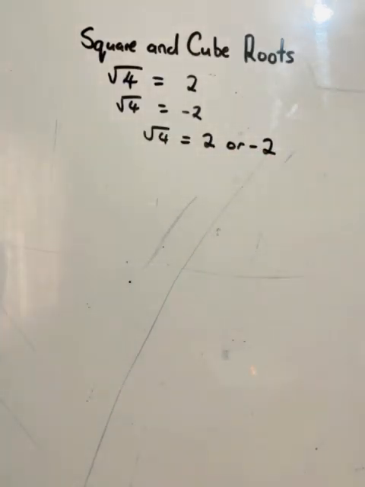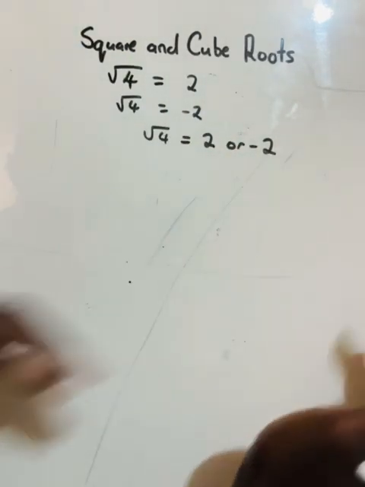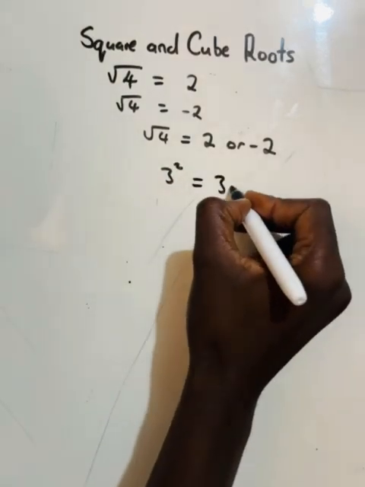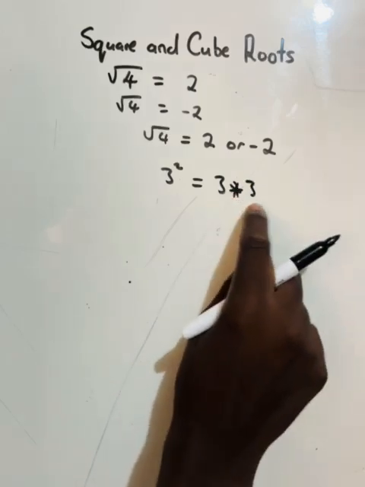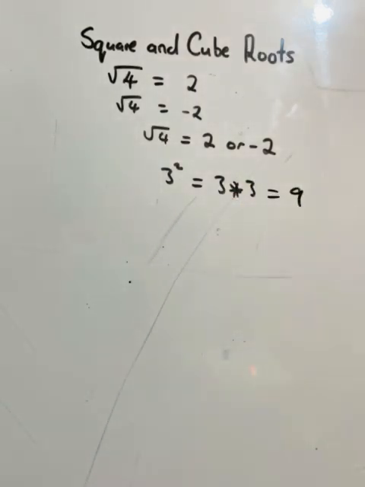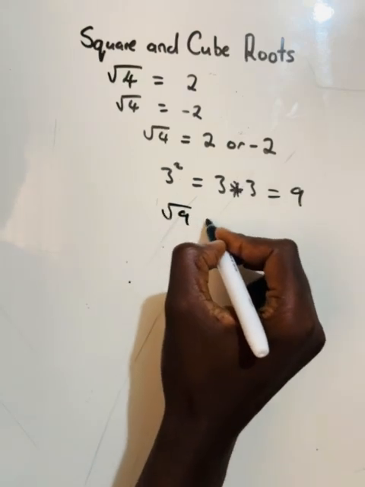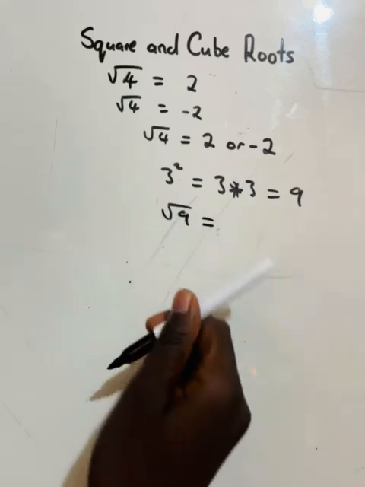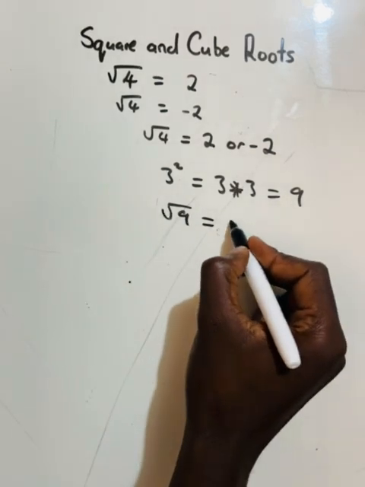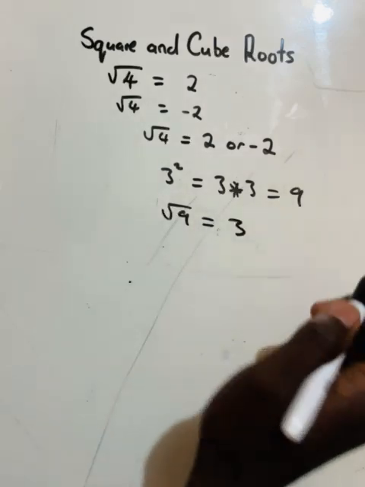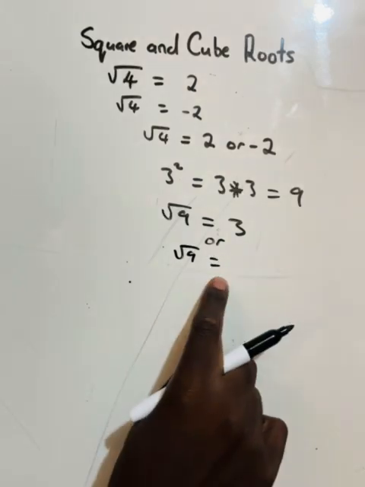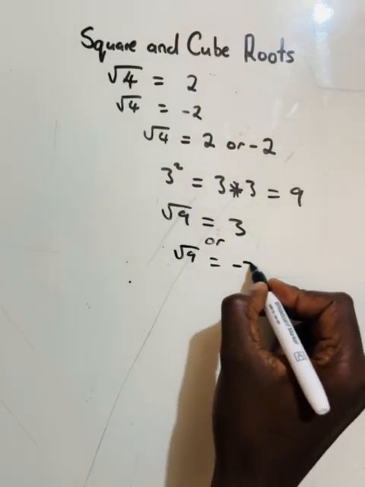That's what it means. We are simply doing the reverse. When we're squaring, remember, if we've got 3 squared, it means 3 multiplied by 3, and that gives you 9. So if they now ask square root of 9, they are asking which number multiplied by itself gave us this 9. The number is 3. Or the number that multiplied by itself and gave us this 9 was negative 3.